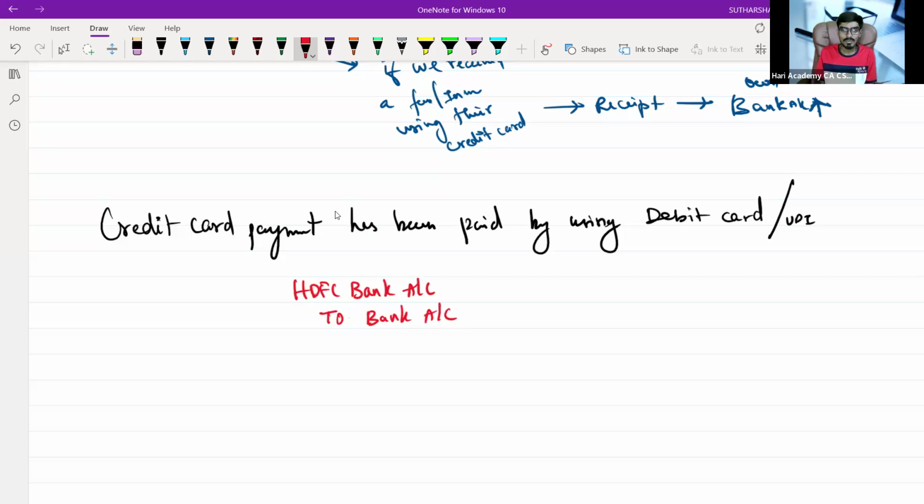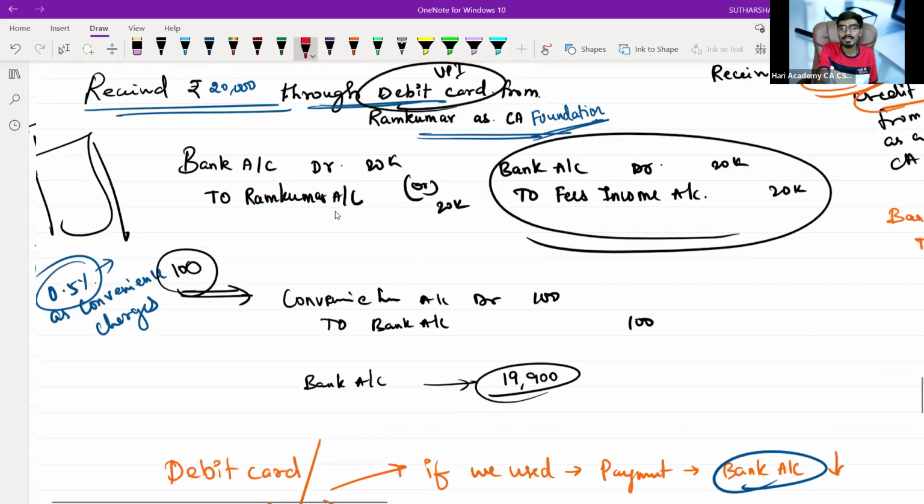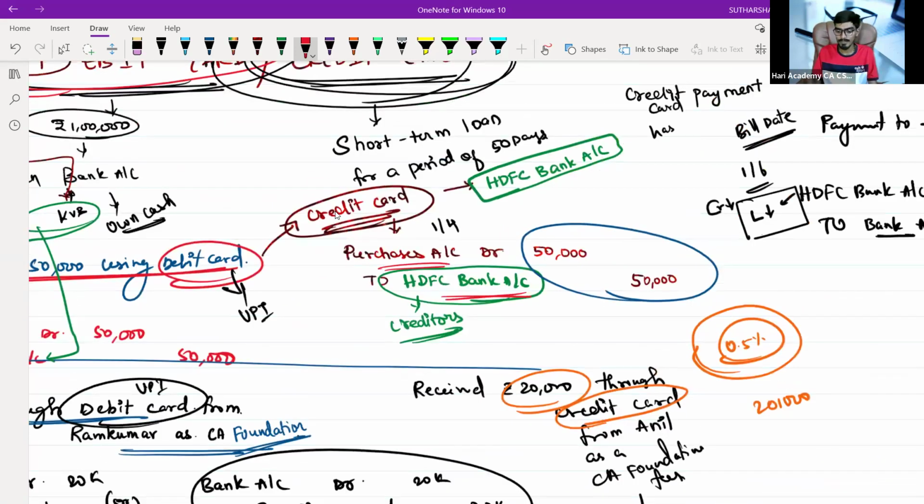Here instead of bank account, I can use the term KVB bank. You can have 5 debit cards in 5 bank accounts and you can have 1 credit card. Whatever payment you make from whichever debit card, you should credit that debit card's value, that is the KVB bank account, assuming 50,000. This is at the time of making a credit card payment. Using a credit card, the entry will be purchases account debit to HDFC Bank.